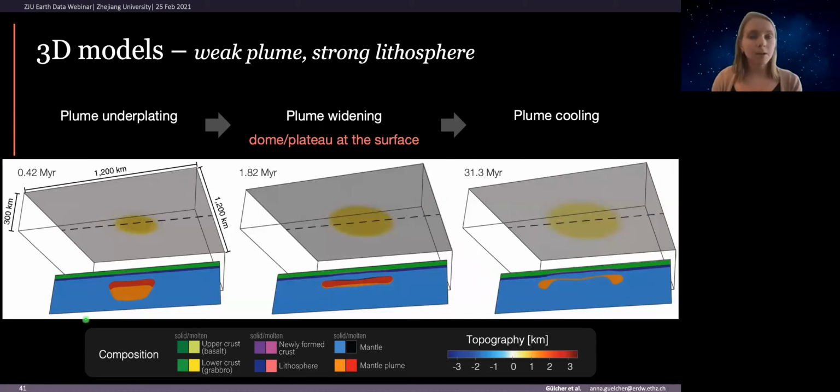Basically, in these models, the plume is not buoyant enough to break the lithosphere and rise up to the surface. Instead, it spreads laterally underneath the lithosphere and subsequently cools down. And the surface topography is throughout the model evolution relatively equal, as it is marked by an elevated plateau. And also as the plume cools, this surface topography does not change significantly.